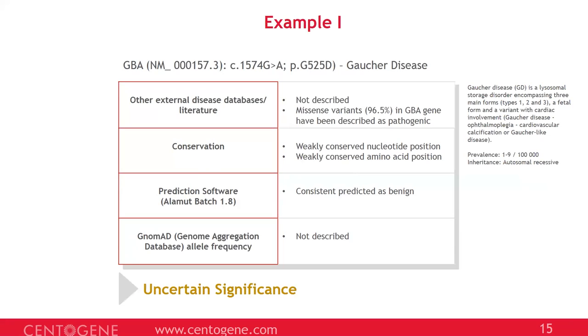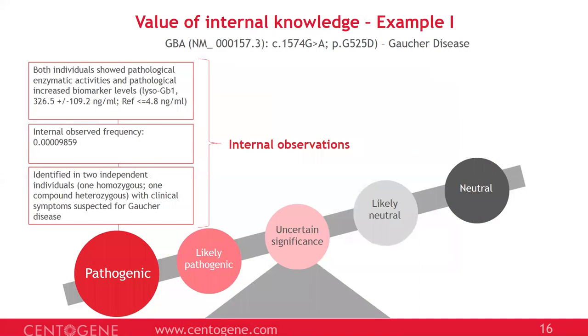Initially, we detected this variant in 2 heterozygous individuals with no clinical information provided by the physician, and the biomarker levels were within the normal range. So initially, we classified this variant as being uncertain. Well, in the meanwhile, we identified at CENTOGENE 2 independent individuals, one being homozygous for this mutation. And the clinical picture was as well suggestive for Gaucher disease.